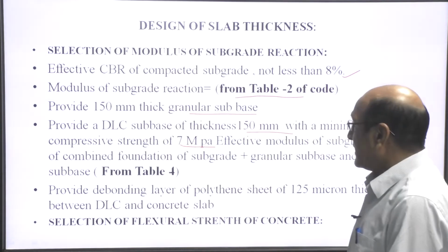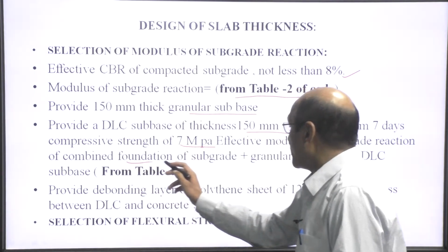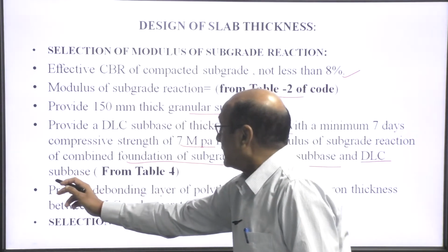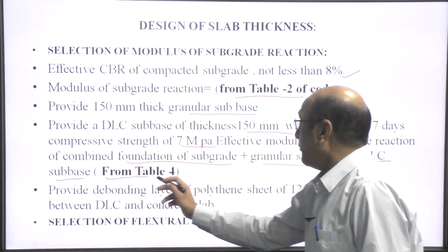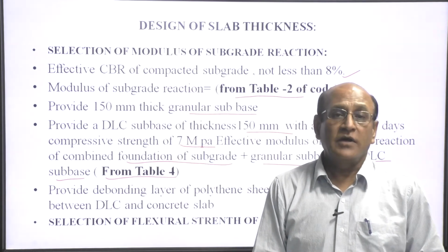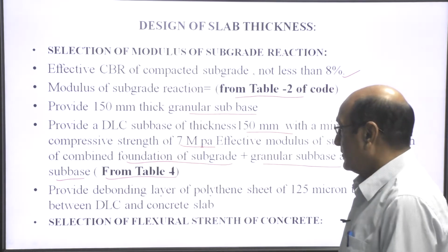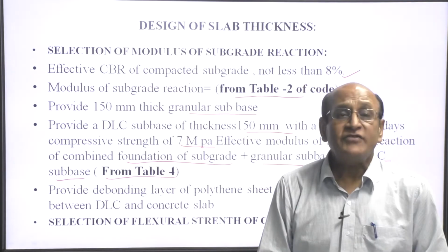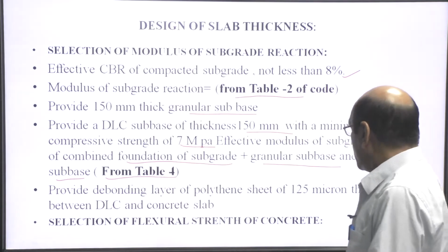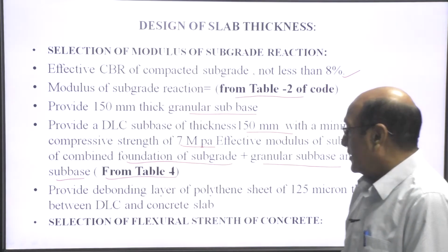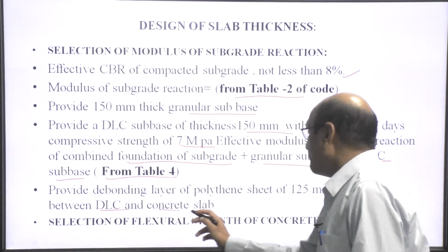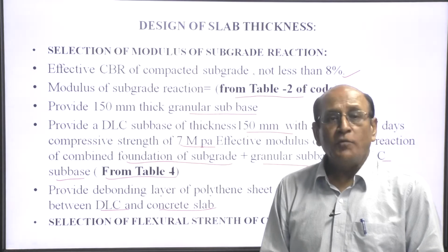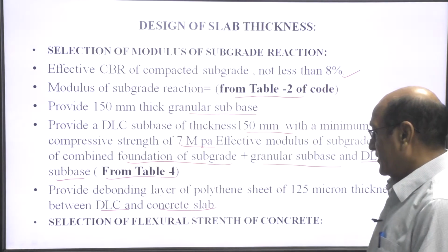The effective modulus of subgrade reaction of the combined foundation of subgrade plus granular subbase plus DLC can be found from Table 4 of IRC 58:2015. Provide a debonding layer of polythene sheet, 125 micron thick, between the DLC and the concrete pavement. Here concrete pavement means QPC, quality pavement concrete.